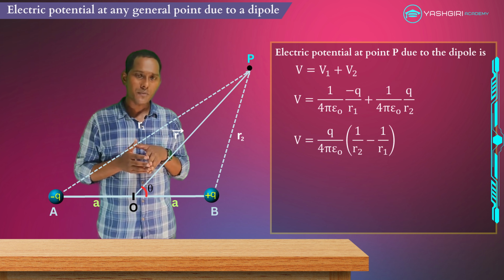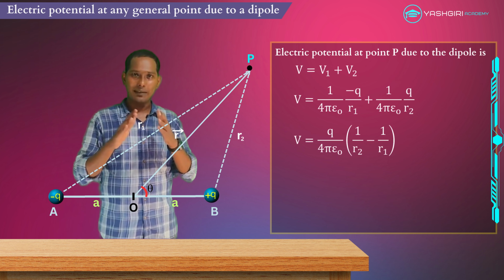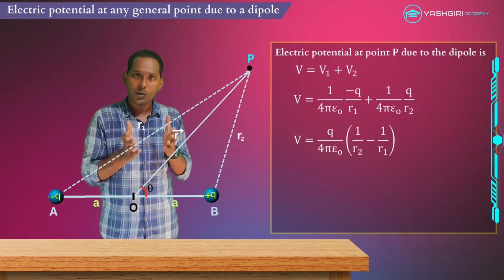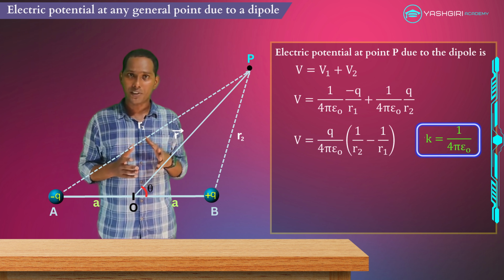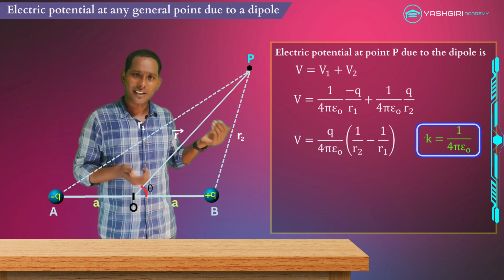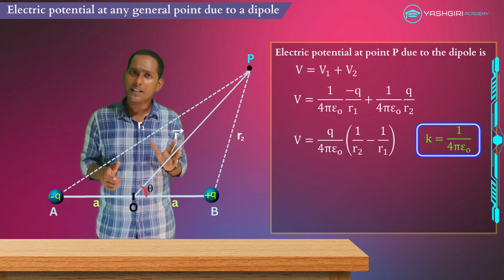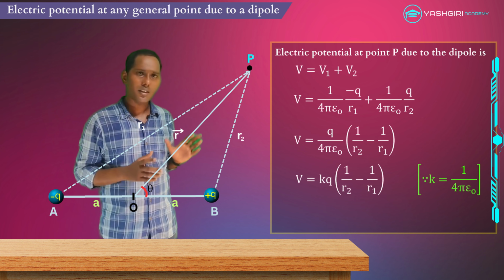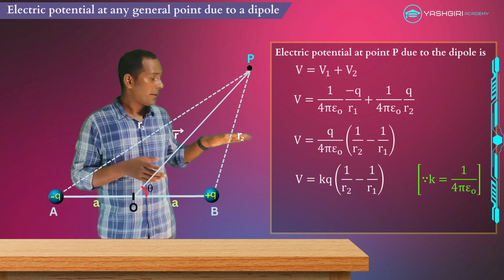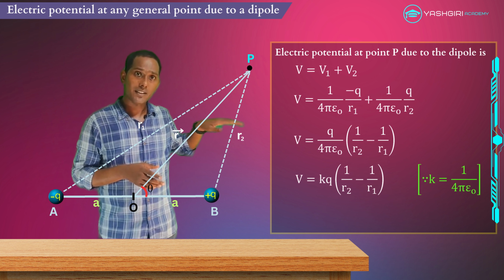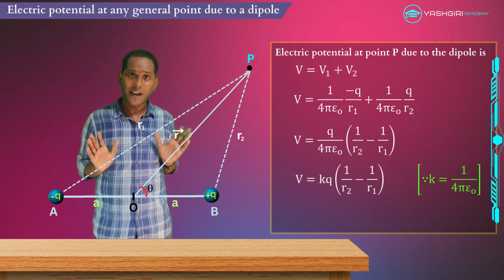Now what I do, students, is take that 1 over 4 pi epsilon naught to be some constant k, which is the electrostatic force constant, right? Instead of writing that again and again, I'll just replace it by the constant k. So I'll be getting this equation as kq times 1 over r2 minus 1 over r1.